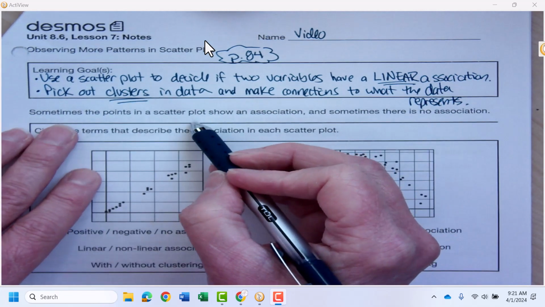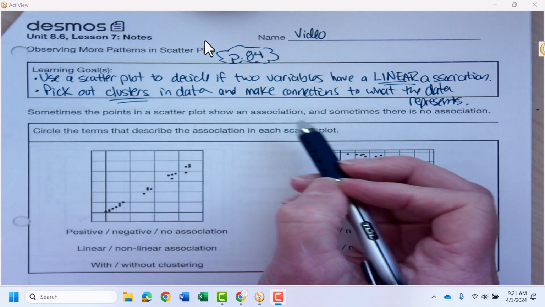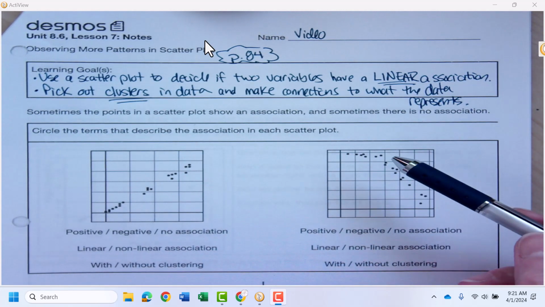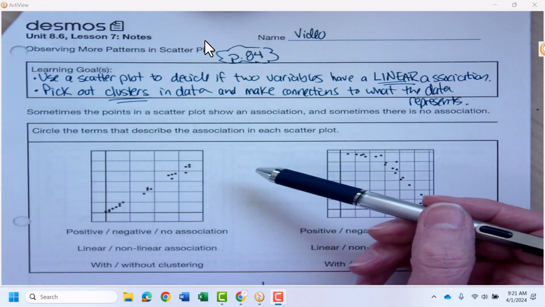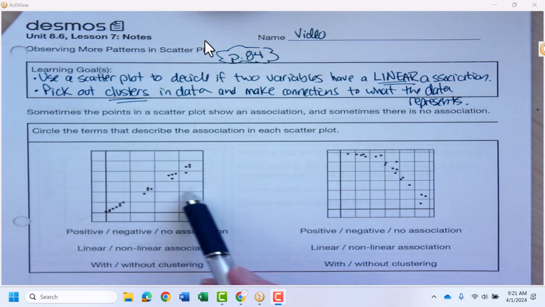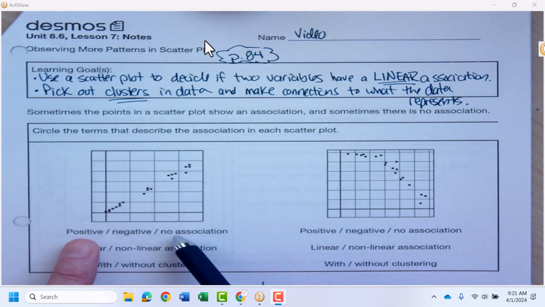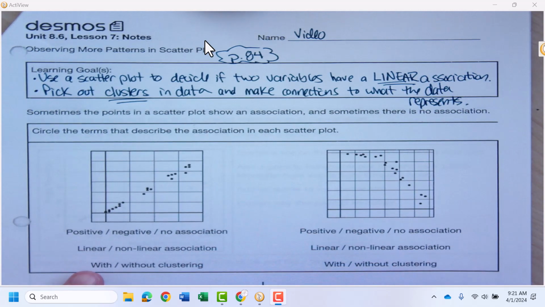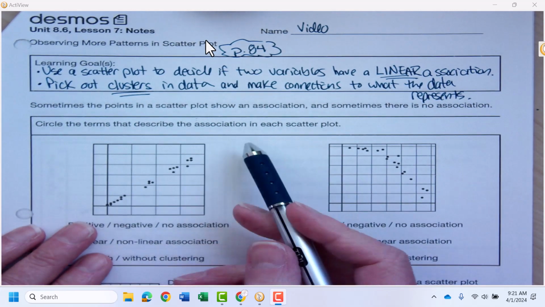Sometimes the points in a scatter plot show an association, and sometimes there's no association. And sometimes the association just isn't linear. So we're going to take a look at two scatter plots here and make some decisions about whether they're positive, negative, or show no association, whether they're linear or nonlinear, and whether they have clustering. So let's take a look at this first one.